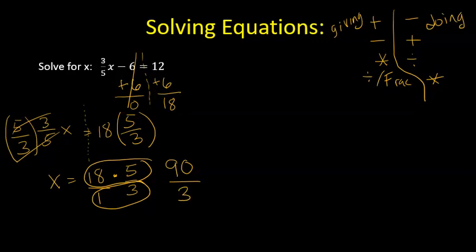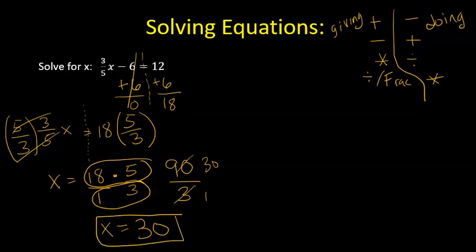And what does that give me? How many times does 3 go into 90? It goes in 30 times. So it gives me x equals 30. It looks like we have the same answer again, right?